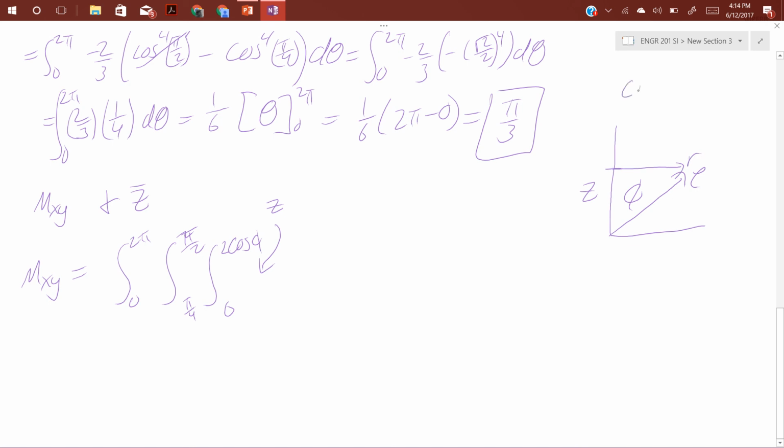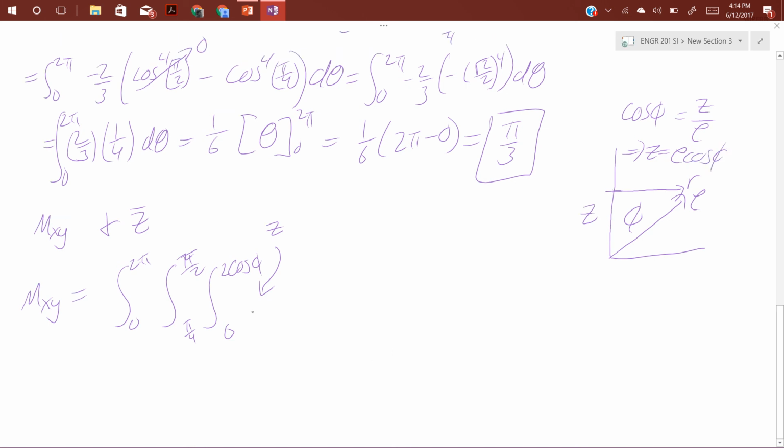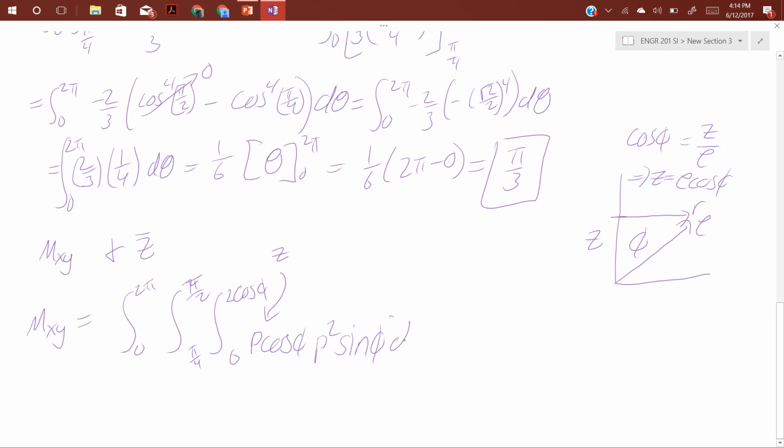So cosine phi would equal z over rho. So z equals rho cosine phi. That means I have rho cosine phi here, times our normal rho squared sine phi, d rho, d phi, d theta.